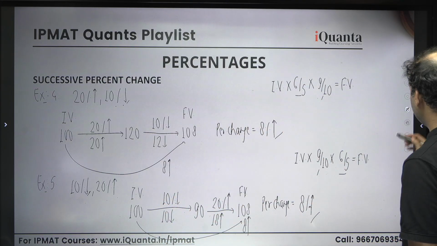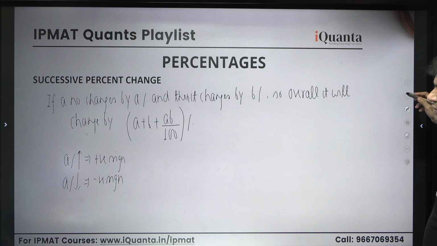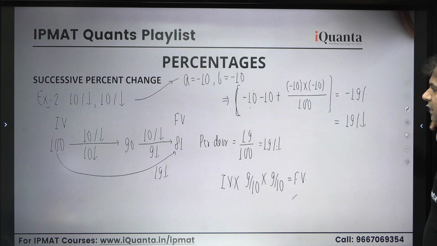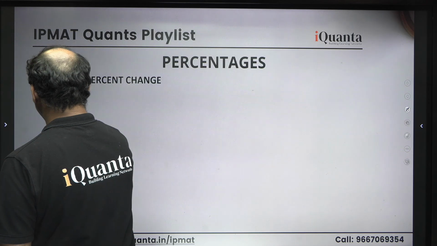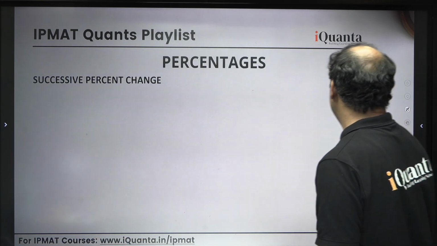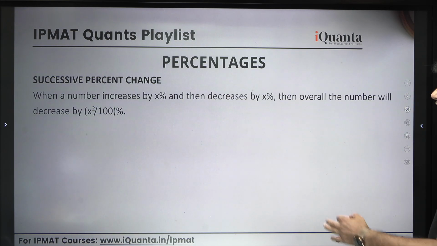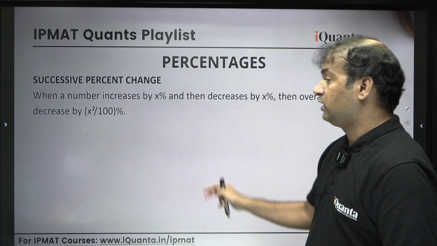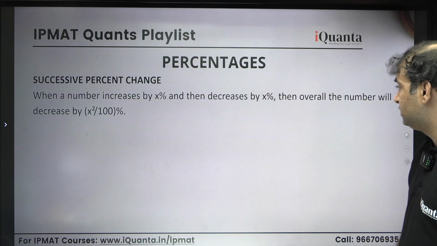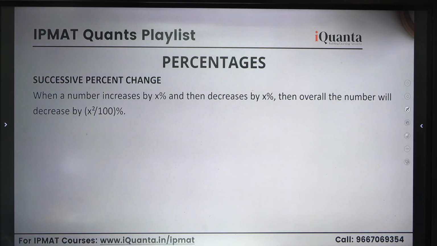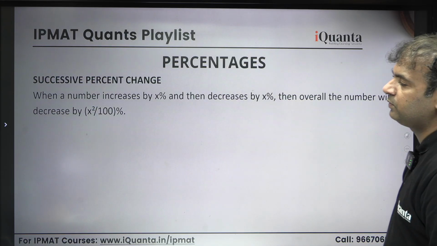Now, one more thing I would like to explain to you before we proceed to some questions. Okay, let's do that here. I think I had mentioned that with a theory, right? It says: when a number increases by X percentage and then decreases by X percentage, then overall the number will decrease by always X squared by 100%.